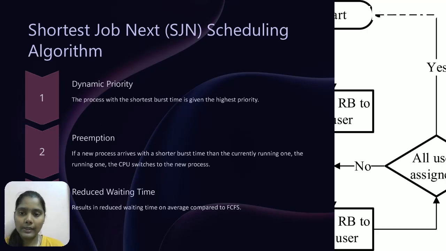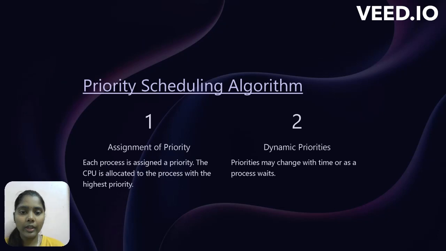The next one is priority scheduling algorithm. There are two types. The first one is assignment of priority and the second one is dynamic priorities. In assignment of priority, each process is assigned a priority. The CPU is allocated to the process with the highest priority. In dynamic priorities, priorities may change with time or as a process waits.